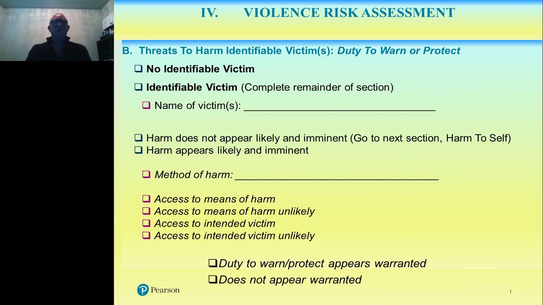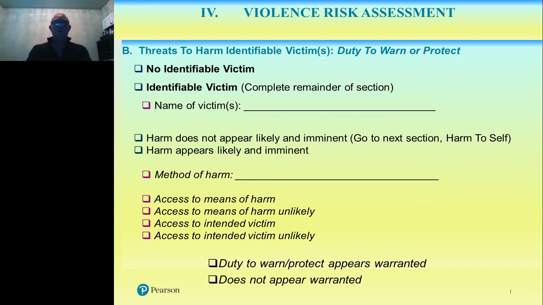Now, if harm does not appear likely and imminent, then skip this and go to the next section, which I'll hit on in a second. But if it is likely and imminent, then what's the method? And do they have access to the means of harm? Is access to the means of harm unlikely? Is access to the intended victim unlikely?